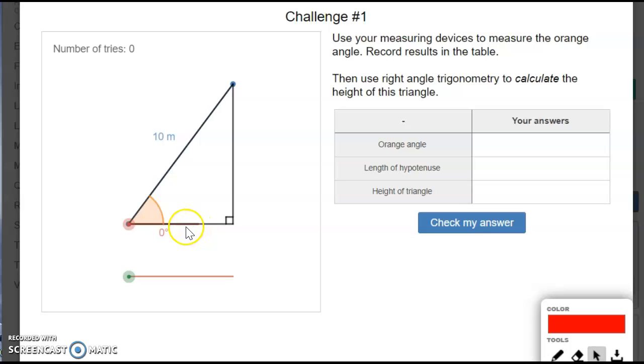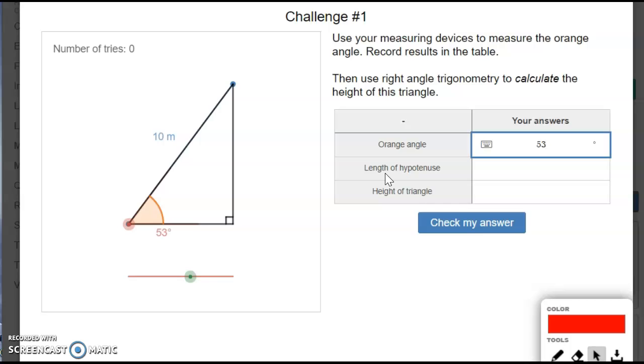Okay, and then I need to move my green dot so that I can start measuring. Okay, so that's right here. It's 18 degrees. It gets bigger and bigger until there. Okay, so I measure 53 degrees. So the orange angle is 53 degrees, and that is my answer.